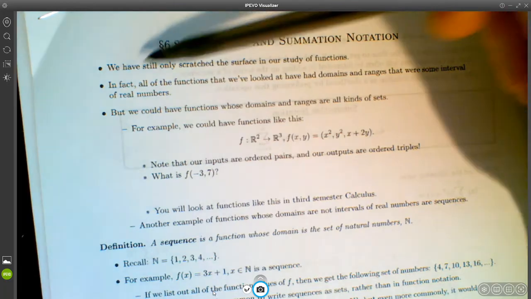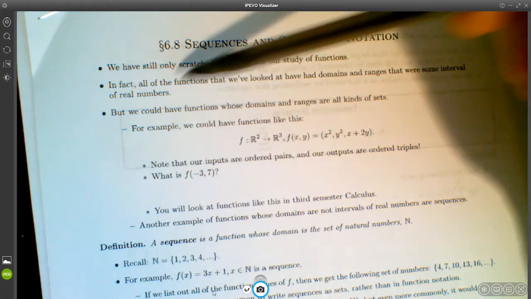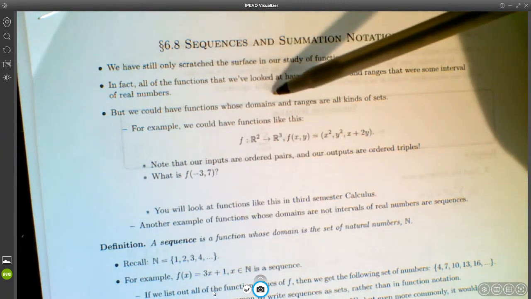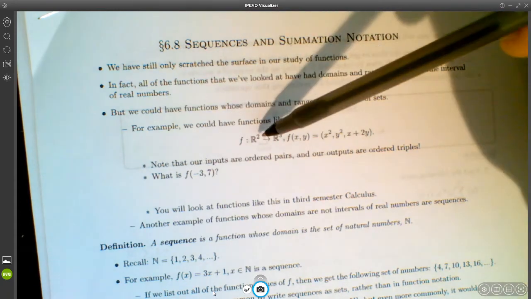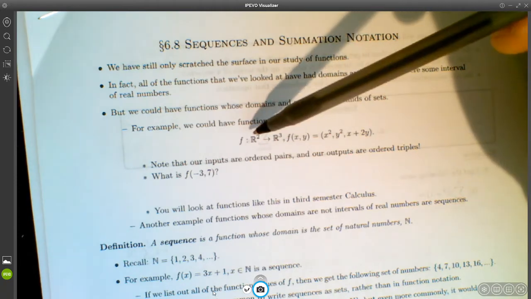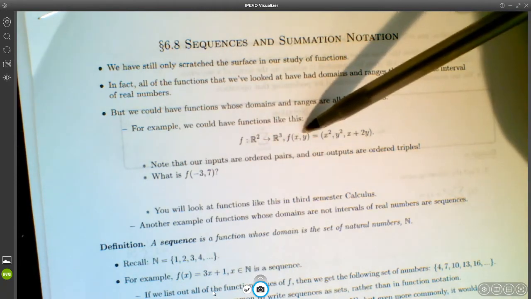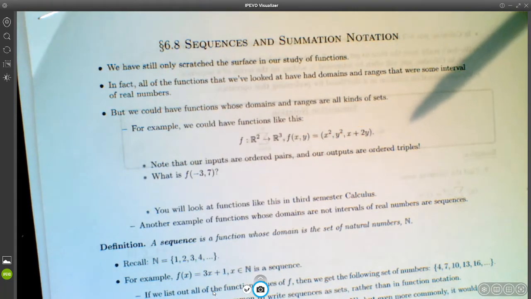What I want to point out for now is that all of the functions we've looked at have had domains and ranges that were some interval of real numbers. But we could have functions whose domains and ranges are all kinds of sets. For example, we could have functions that map from R2 to R3 instead of from R to R, right? So like this one, it takes an ordered pair and maps it to an ordered triple. It's kind of fun to work with these things.